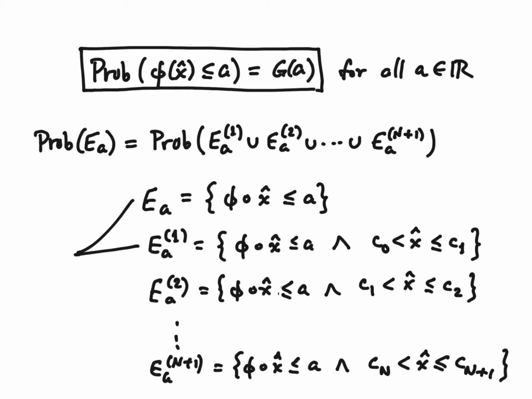These events here are pairwise disjoint. Okay, and then also notice that their union is just E sub A again, because those ranges from C_{n-1} open to C_n closed, the union of all of them over all n is just all reals. That's just a subdivision of the entire real line. And since x hat must be on the real line, it must be in at least one of those intervals. So it's so far a correct calculation that we've done here.